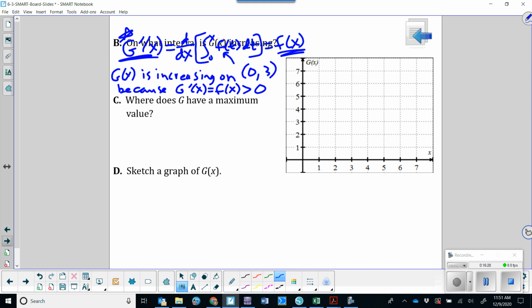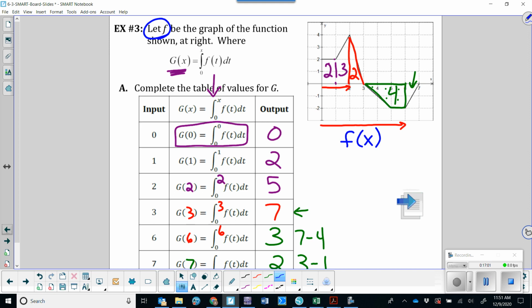I've told you that I know that g prime is in fact this graph called f. Well, my answer is it's increasing there because that's positive. Then I've already said that g prime equals f of x, so I don't need to do it again. But I have to think to myself, where does g have a maximum? So how do you know if a function has a maximum? Well, you look for where its derivative changes from positive to negative. Well, g's derivative is in fact this graph right here. So if I look at that, where does it change from positive to negative? Well, it changes at 3.